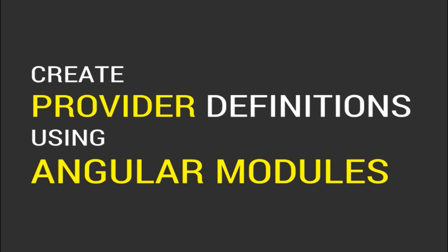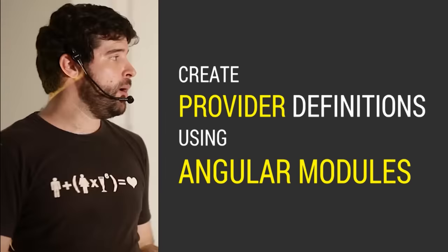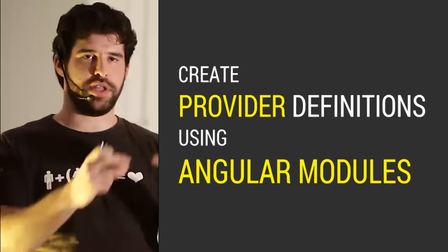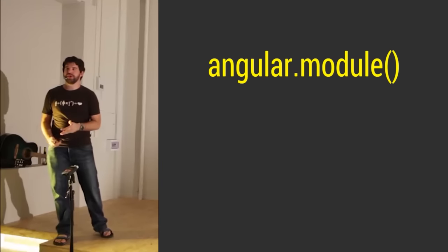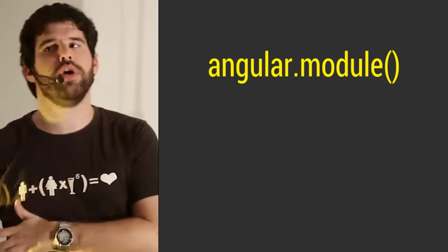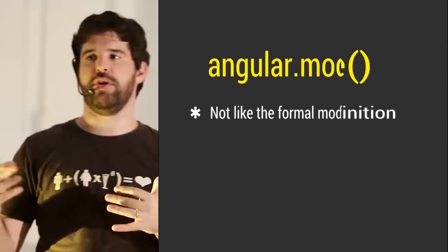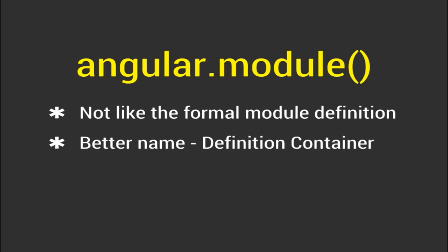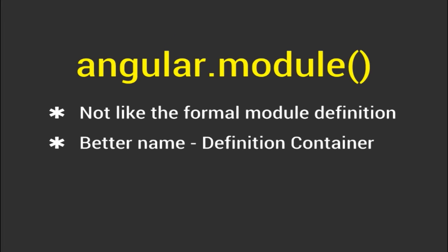So you can create provider definitions using Angular modules. This is another thing you need to understand about Angular. You can't just create things out of context. You need an Angular module to use its API. So what is an Angular module? This question gets asked a lot by starting developers in Angular, or even people who haven't worked with modules that much, because it gets confusing. It's not like the formal module definition that I told you about before. A better name for it is a definition container. Think of an object that has all of the definitions that I showed you before, the controller, the directive, everything gets queued up inside of it, all the definitions.